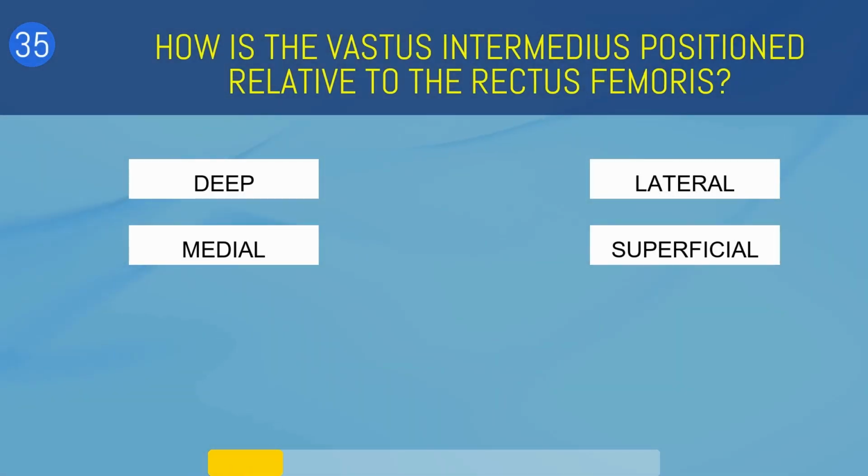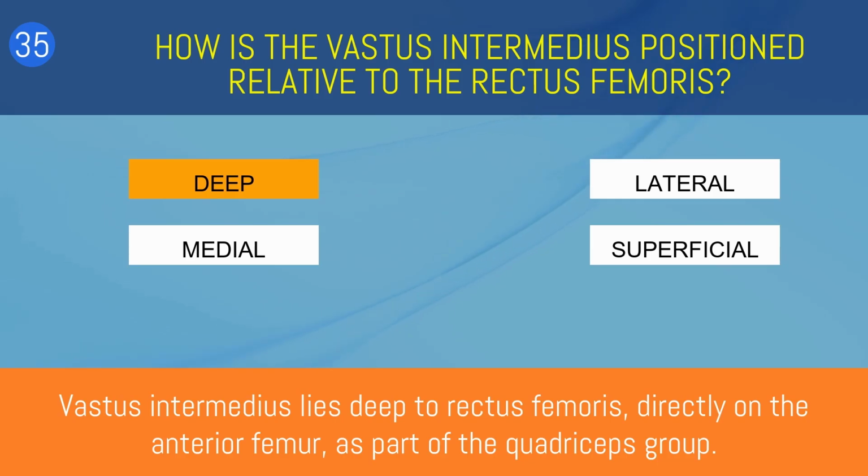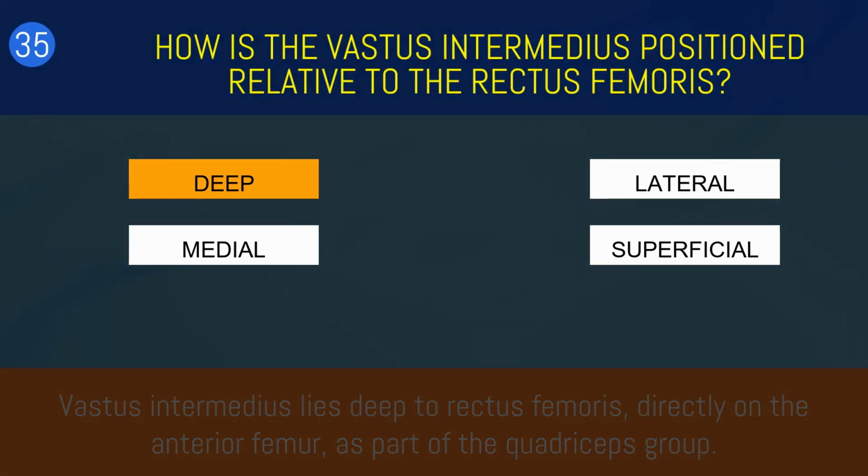How is the vastus intermedius positioned relative to the rectus femoris? Deep, medial, lateral, or superficial? Deep. Vastus intermedius lies deep to rectus femoris, directly on the anterior femur, as part of the quadriceps group.